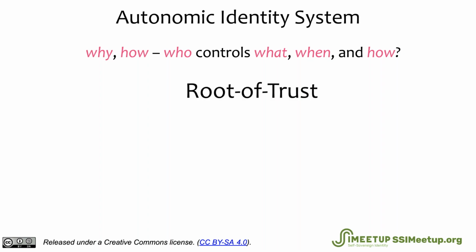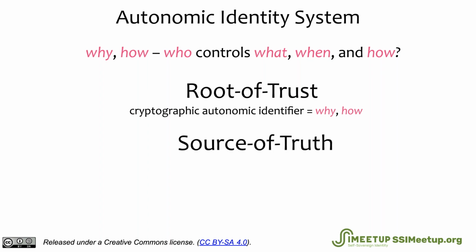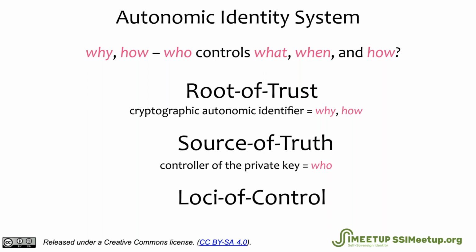So the first thing is the root of trust, and we've talked about that. The root of trust is a cryptographic autonomic identifier, right? So that answers the why and the how of who controls the identifier. The source of truth is the controller of the private key, right? So that's the who, and we can bind that to the root of trust. And then the final one is what I call the loci of control, which is what you're controlling, and you're controlling authoritative operations. And so you can verify all the authoritative operations by signing with the key pair that is cryptographically bound to the identifier. And so there's no place that anybody can intervene in the establishment of the authenticity of a control operation, because you can verify it all the way back to the root of trust.